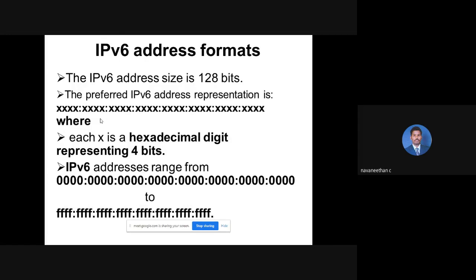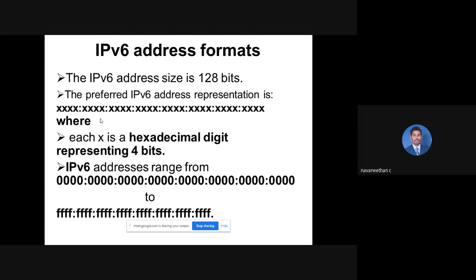And look at the address format. Basically, you might have seen the format for IPv4. With respect to IPv6, here I'll just give a simple tip. The size is 128 bits. We know that. Here we prefer only a colon. The preferred IPv6 address is represented like this, x:x:x:x. What is this x? X is a hexadecimal digit. It represents 4 bits.